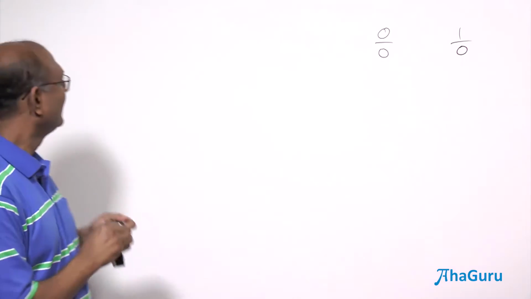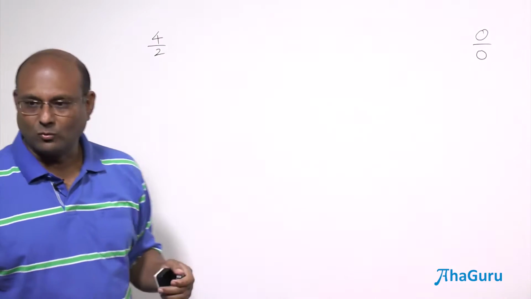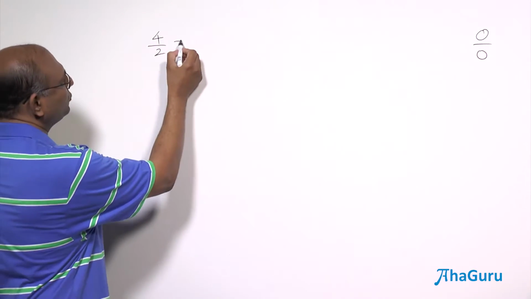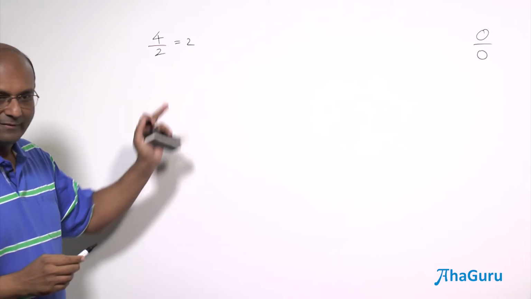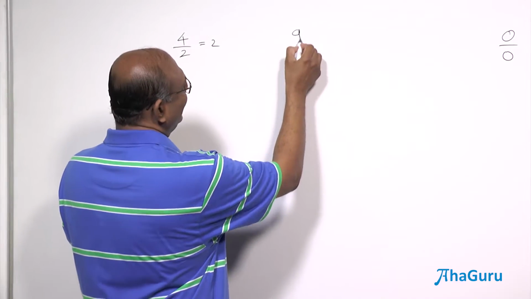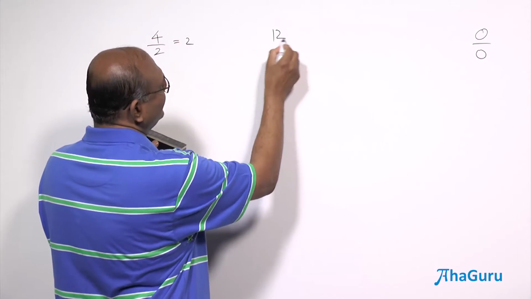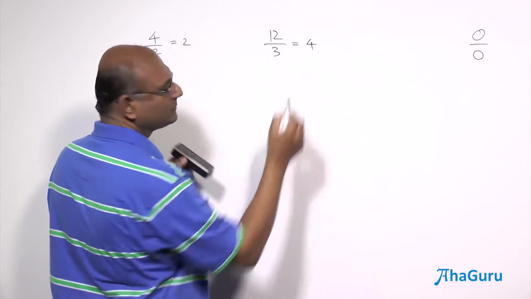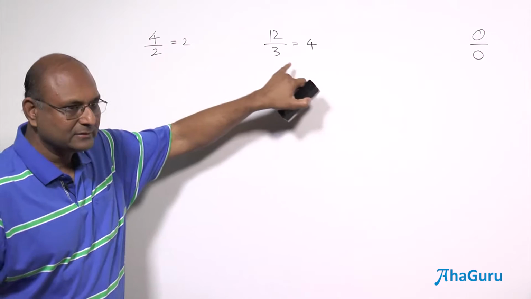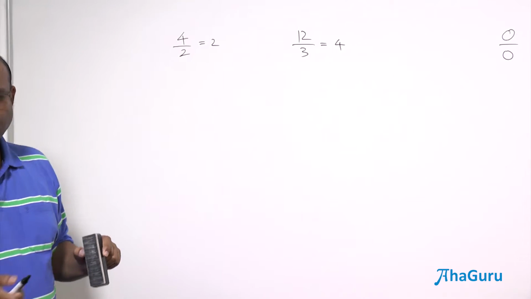Let's think about it. What is 4 by 2? If I ask you what is 4 by 2, what is the answer? Just 2. Why is this 2? Why are you so sure? We'll come to that in a minute. But let us go to one more. Suppose I say 12 by 3. What is 12 by 3? 4. What is the meaning of saying 12 by 3 is 4 or 4 by 2 is 2? What do we mean by that?